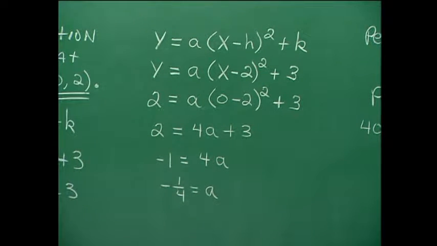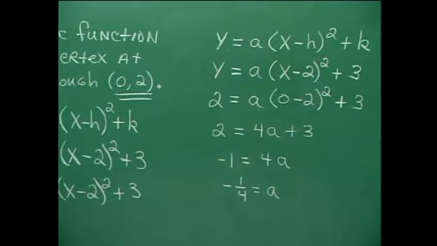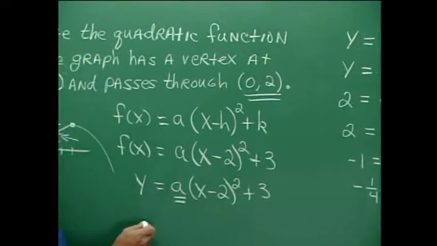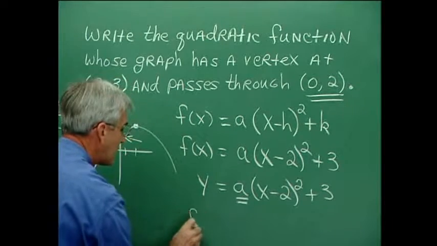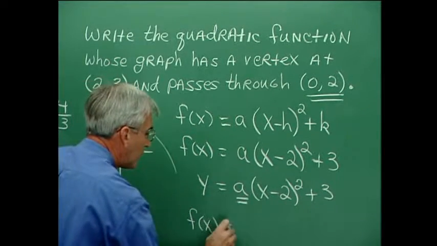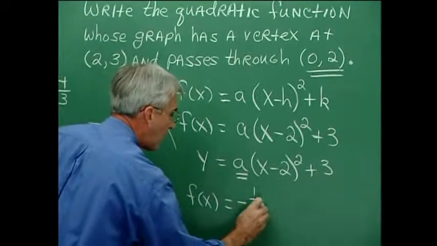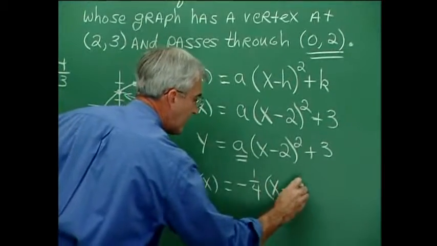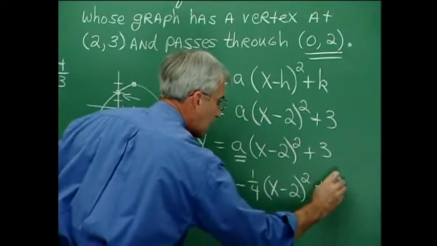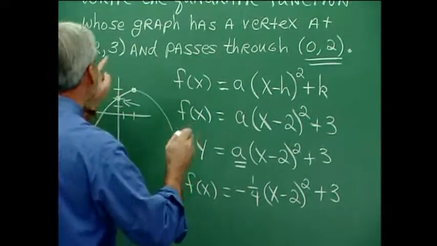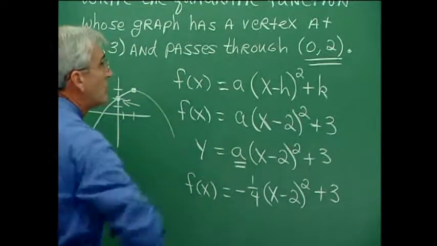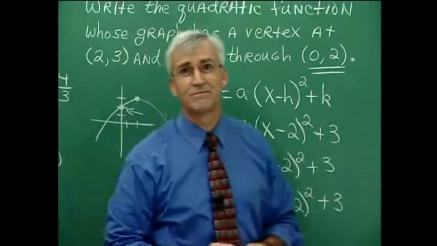All right, then we move back over here and we rewrite like this. Now we're looking for a quadratic function, so I'm going to go from y back to f of x. And now it's f of x equals negative 1/4 times x minus 2 squared plus 3, the quadratic function whose graph has a vertex at 2, 3 and which passes through the point 0, 2.